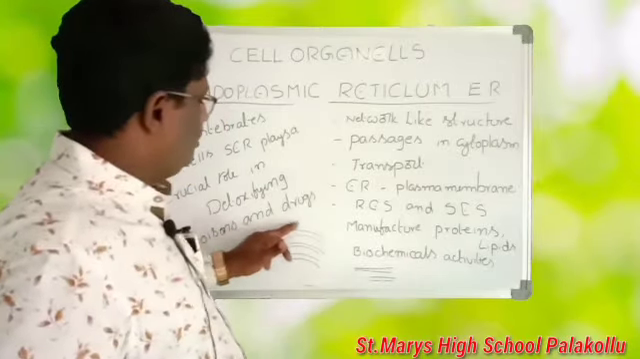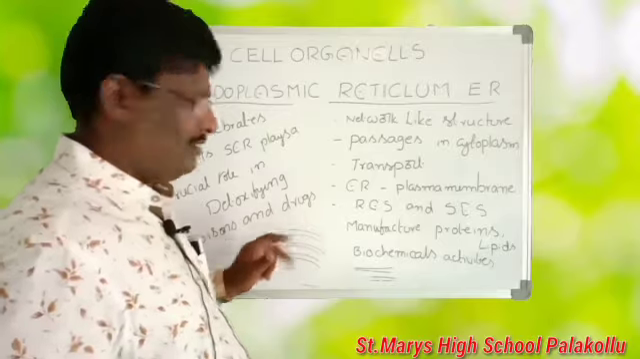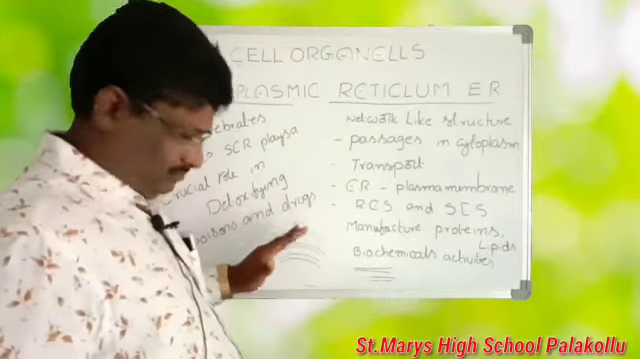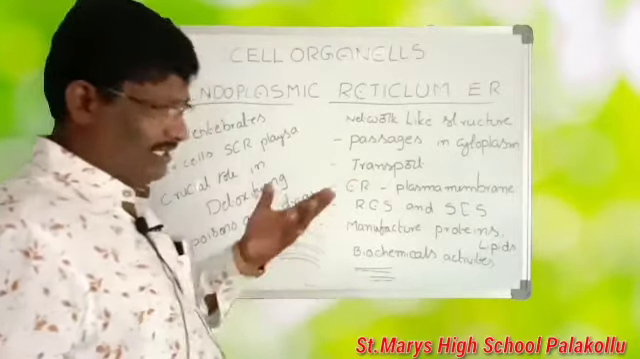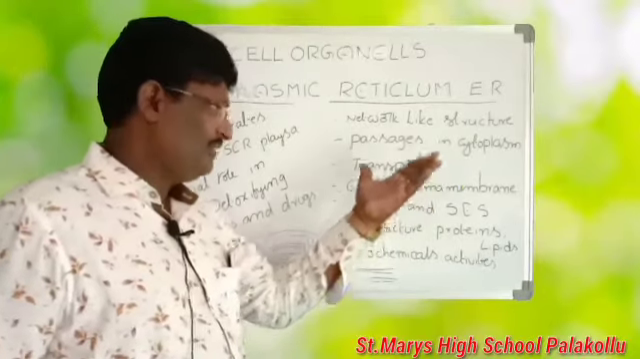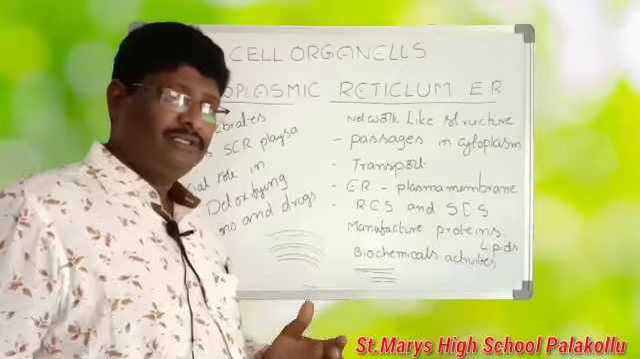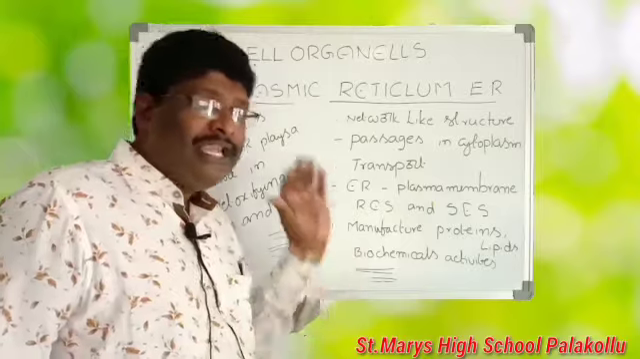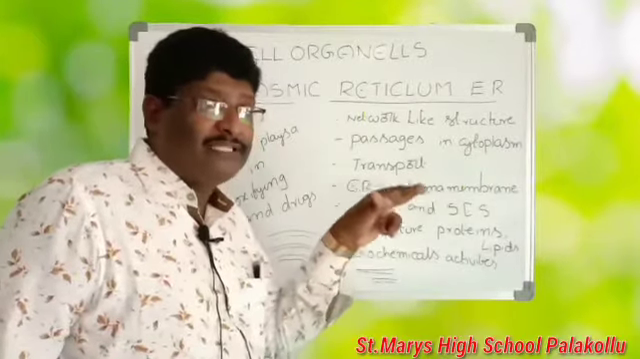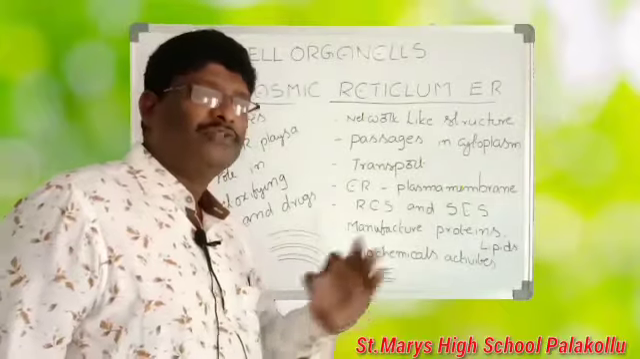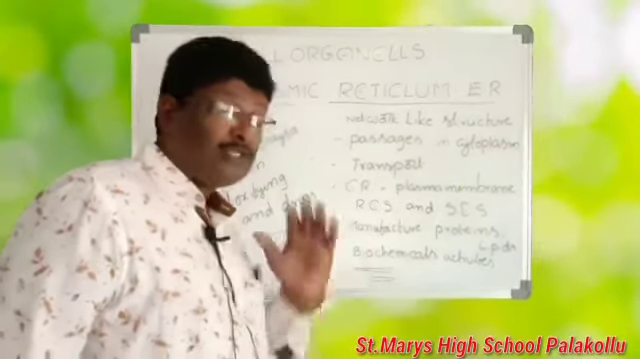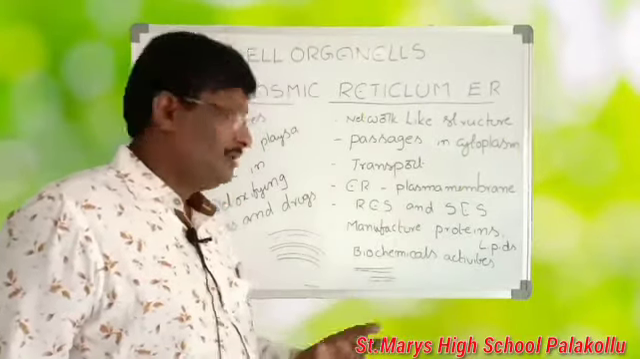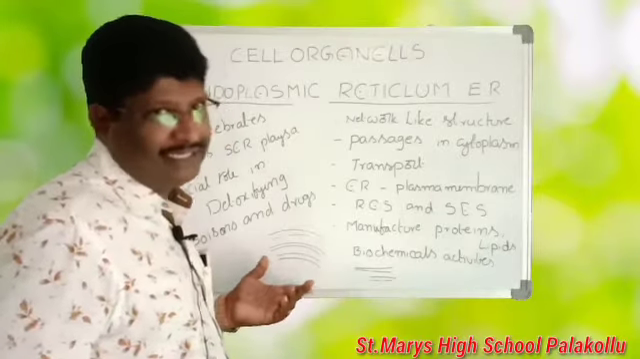This is called upper layer, this is called lower layer. If you observe, actually if you want to see the structure of this endoplasmic reticulum, that is not possible through our naked eye. If you want to see this endoplasmic reticulum in the cytoplasm of the cell, that is possible only through an electron microscope. So when we observe this with the help of an electron microscope, we can find out the structure of this endoplasmic reticulum.